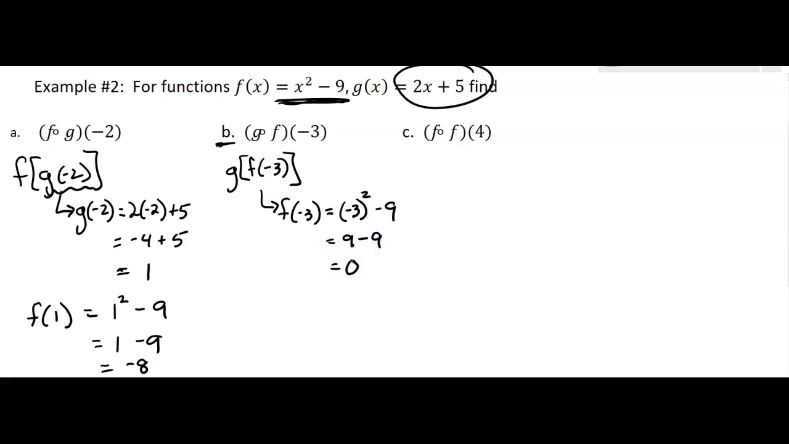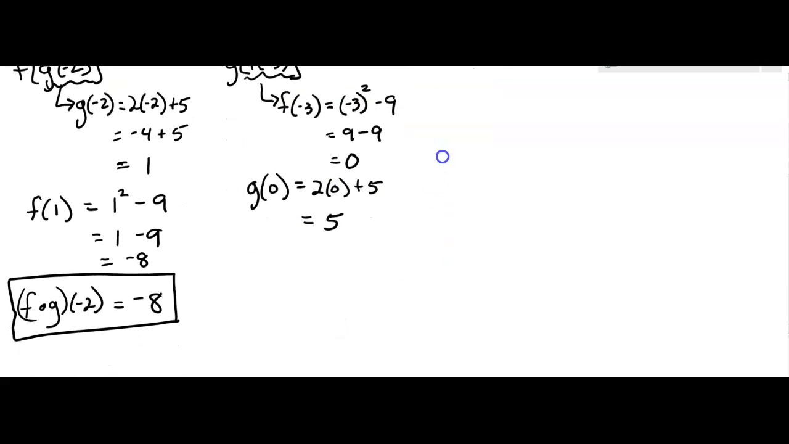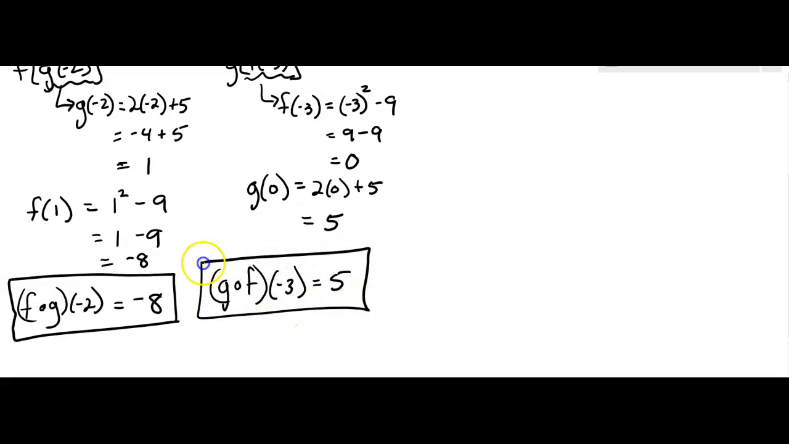Okay, that's okay. Now all of this part in the brackets is 0. So now we're going to find g of 0. So now go over to the g function, this one, 2 times 0 plus 5, which is going to be 5. 2 times 0 is 0. Okay, so it says g compose f of -3 equals 5. And that's the answer to that one.